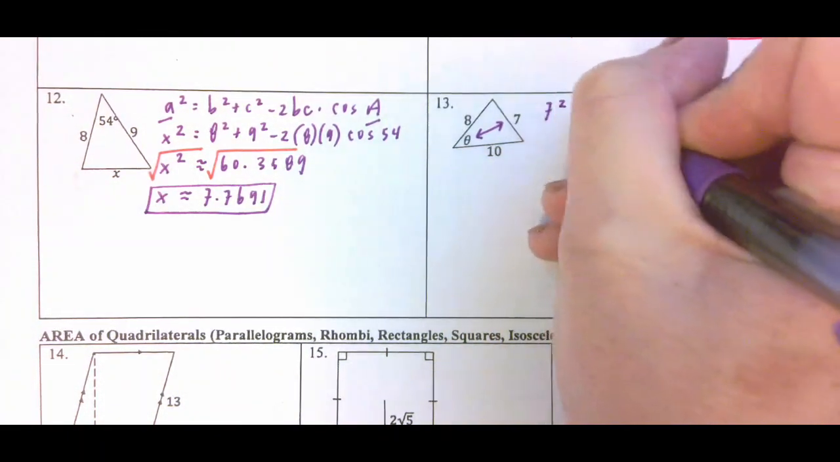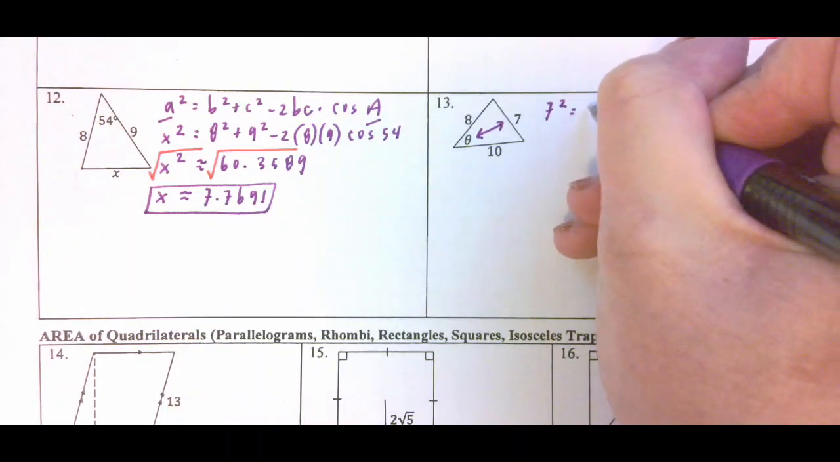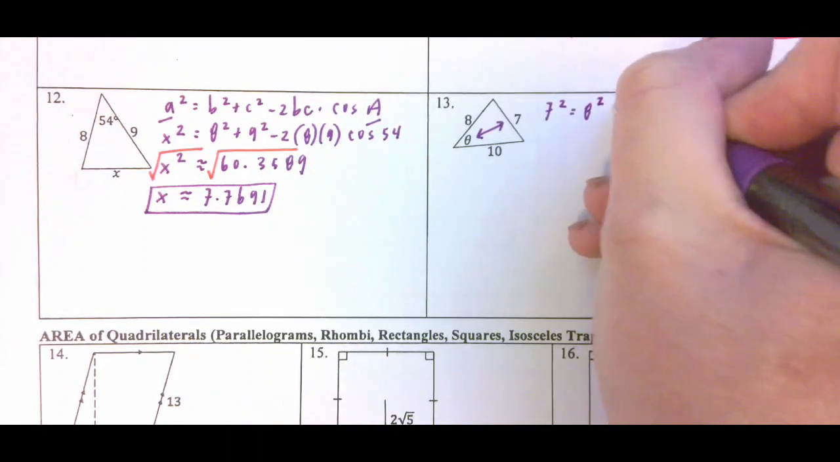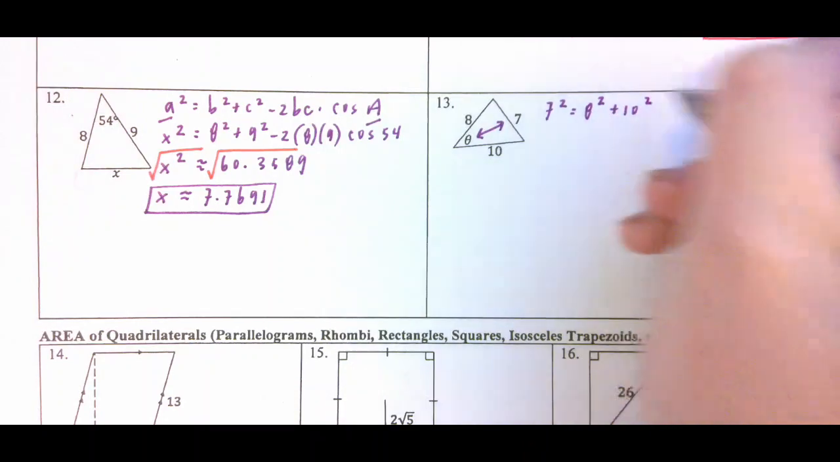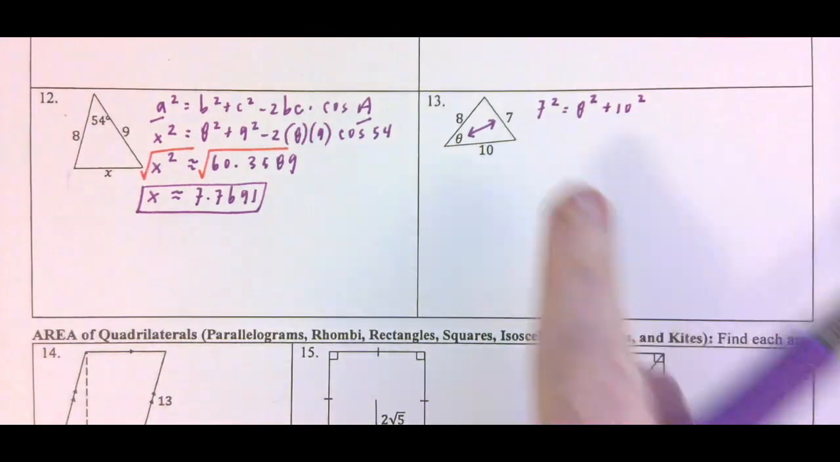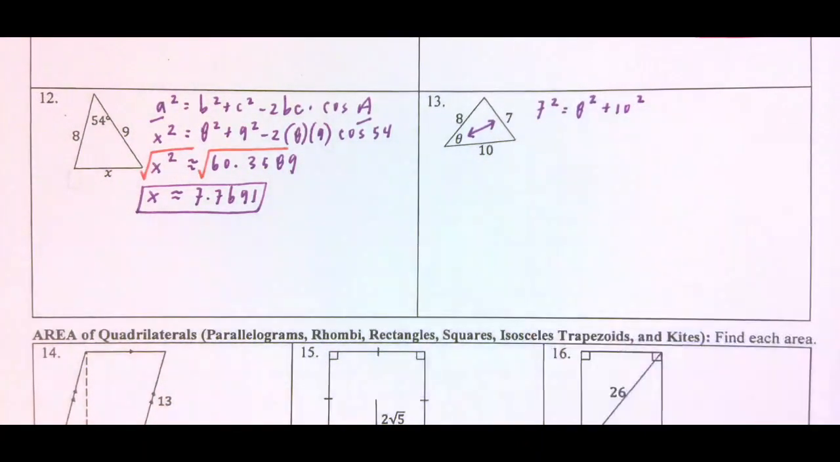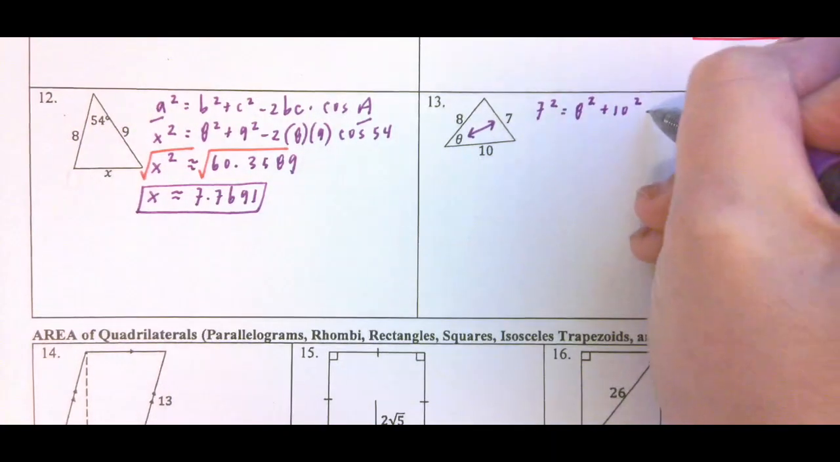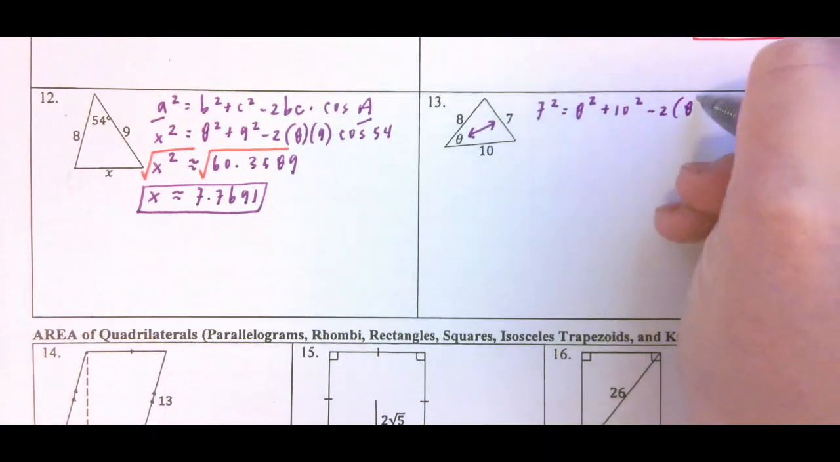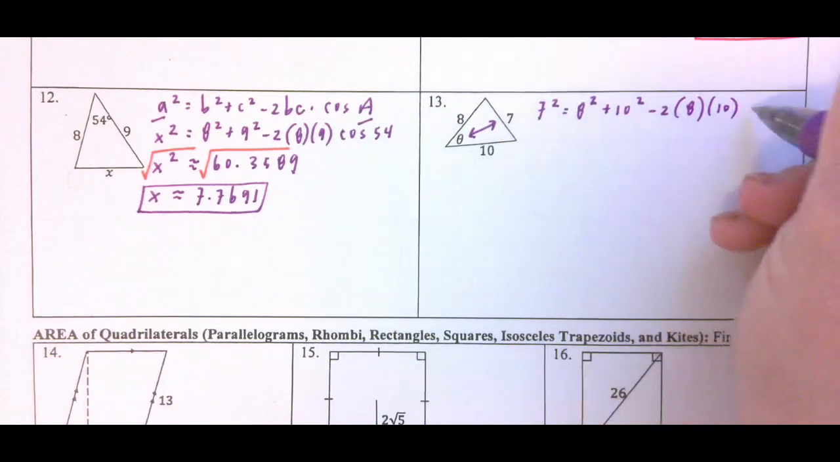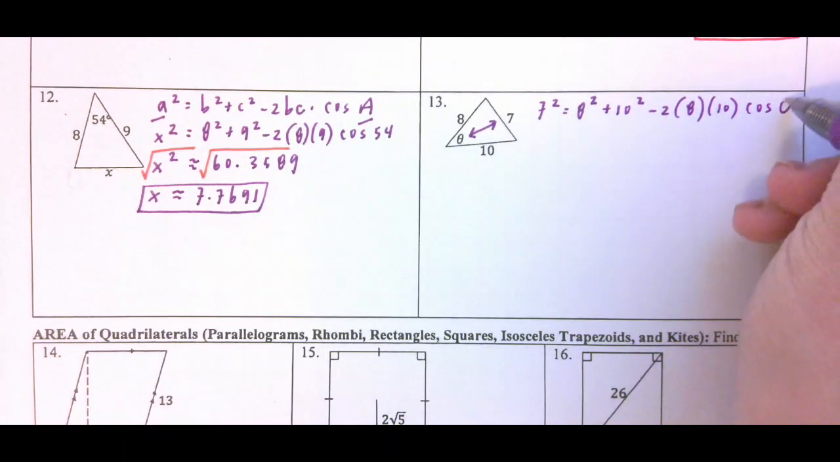So 7 squared equals the other two sides. So 8 squared plus 10 squared, right? The order of those does not matter. It's just that the 7 goes first. Okay, minus 2 times 8 times 10 times cosine theta.